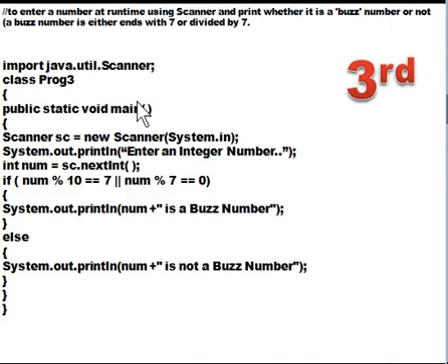Now a buzz number is a number which is either completely divisible by 7 or its last digit is 7. For example, 127 has 7 as the last digit, so it is a buzz number. 56 is a multiple of 7, so when I divide 56 by 7, it is completely divisible. The remainder is 0. That's why it is also a buzz number. So either completely divisible by 7 or ending with 7.